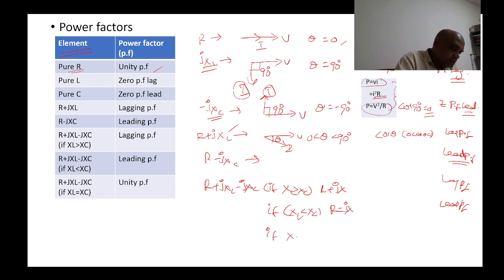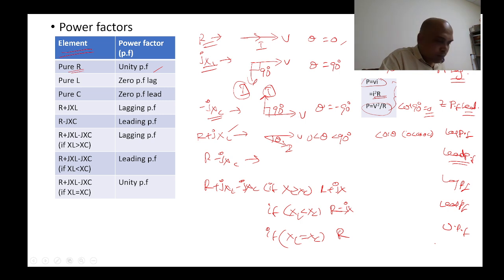Suppose XL equals XC, which means these two will get cancelled. There is only a real term. That's why it is unity power factor. Real means this one, resistance. So this is about different power factors.